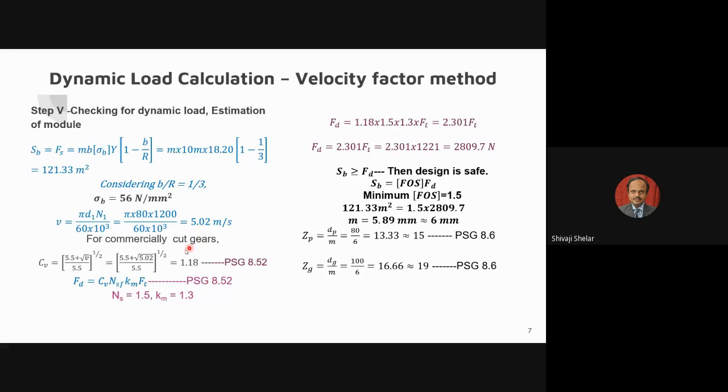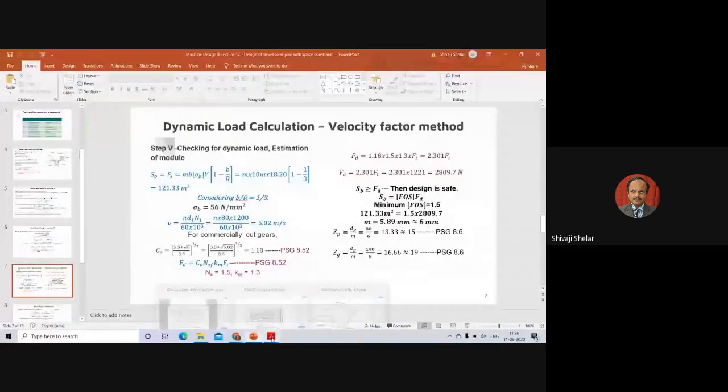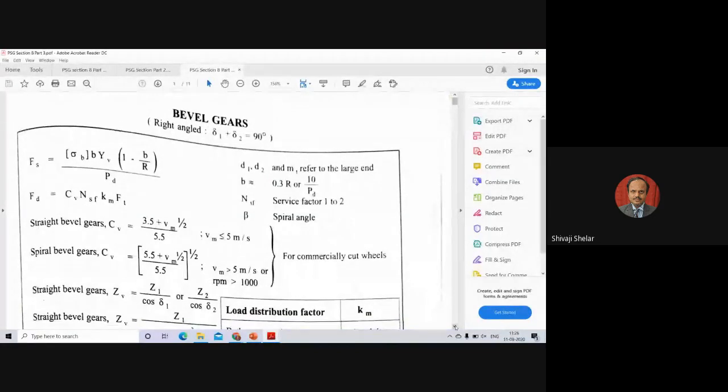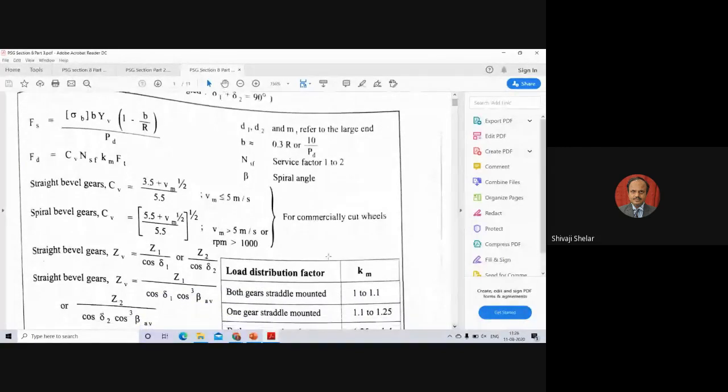Now for this, we have to use the velocity factor formula. This formula is available on page number 8.52. Yesterday there was a correction I showed, so let's take this formula from 8.62. Here, this is the formula. We are considering a commercially cut gear. My velocity is slightly greater than 5 meter per second, so I use the formula that I explained yesterday, for velocity greater than 5 meter per second.